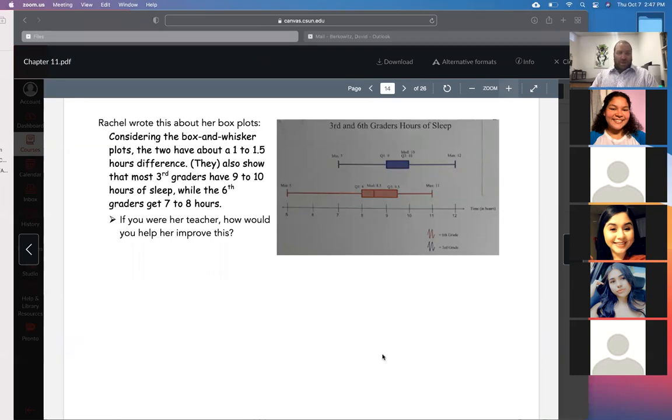The 2 have about a 1 to 1.5 hour difference. That's the majority, the middle 50%, 9 to 10, 8 to 9.5, 1.5 hours. They also show that most 3rd graders have 9 to 10 hours of sleep, while for the 6th graders it says 7 to 8 hours, but I don't see it that way. I still see 8 to 9.5 hours. But either way, if you were her teacher, how would you help improve this student's box and whisker plots?